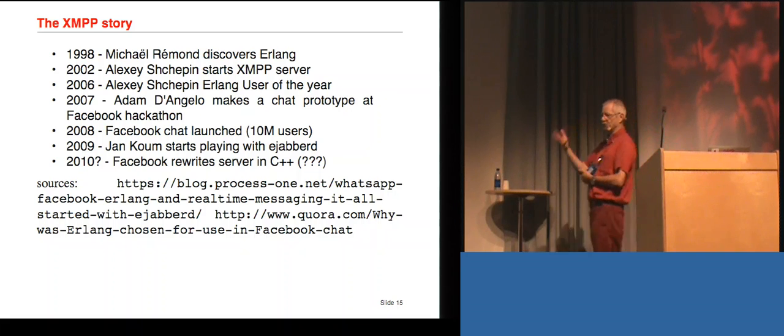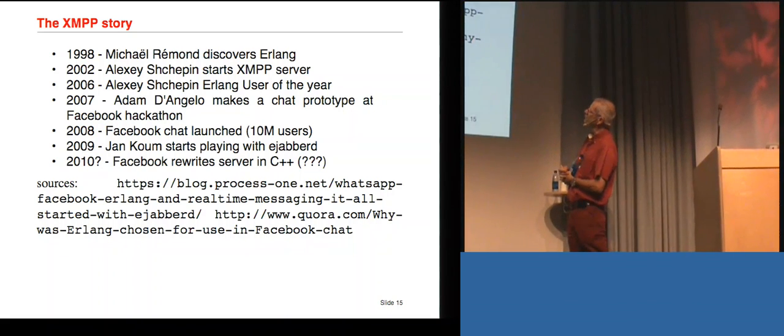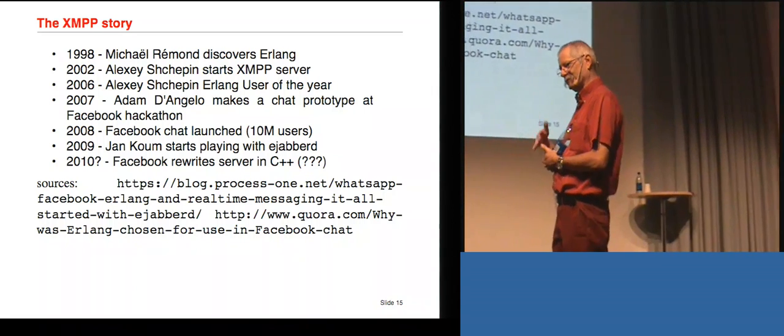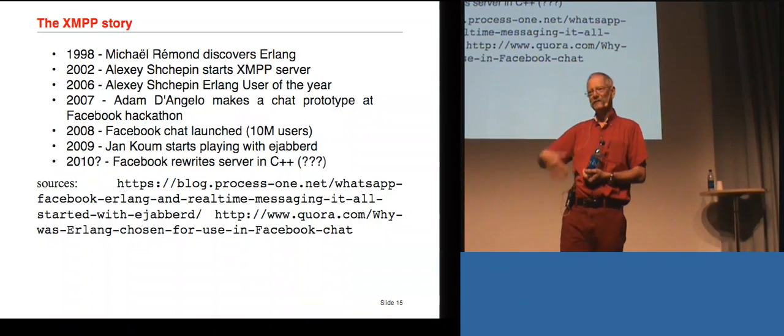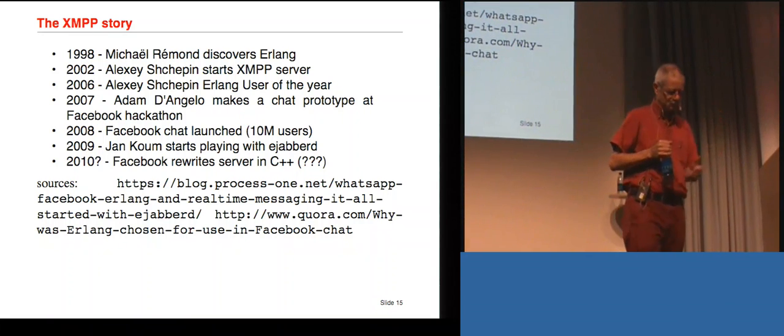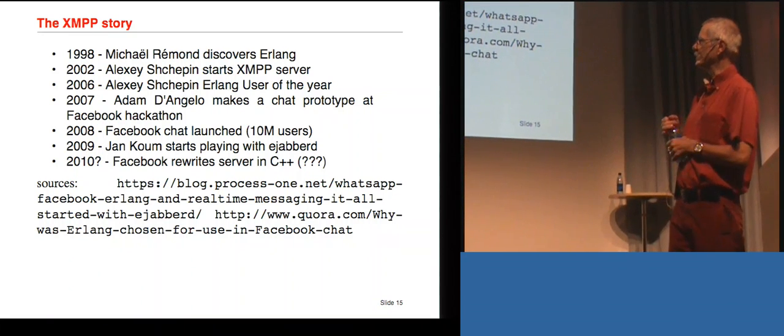And then Facebook launched in 2008. Facebook launched a chat server written in Erlang, and it was on the web. And that was our success story that we lived off for a year or so. We got Facebook using the stuff, and 10 million users are using it, and it was coming along quite nicely.